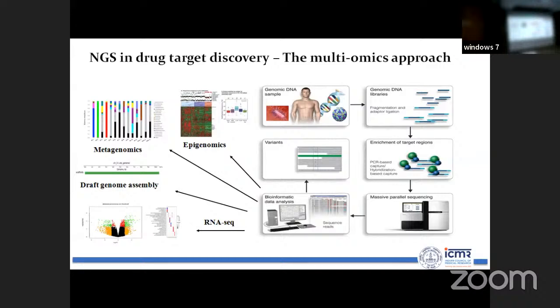If you are sequencing for a single organism, you will get whole genome. But when you are going for metagenomics, you will not get whole genome. You will get only marker regions. But recently, there is a new technique called shotgun metagenomics, where you can get whole genome.